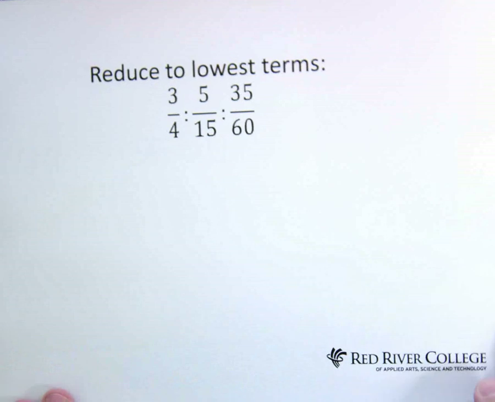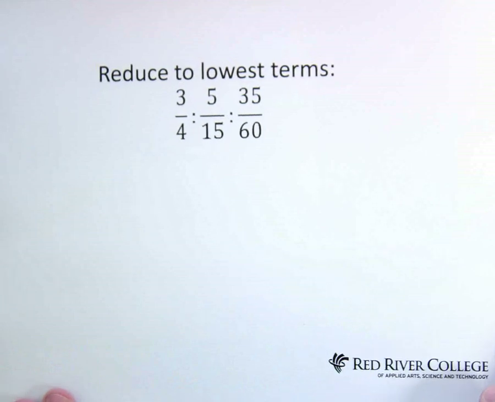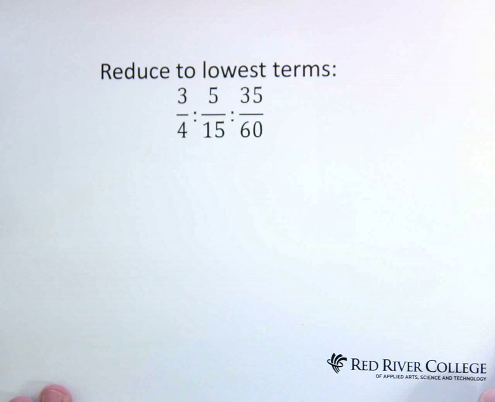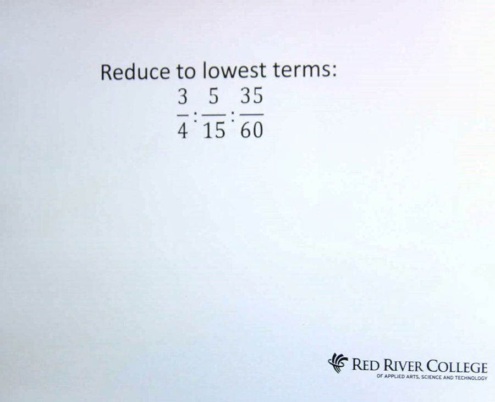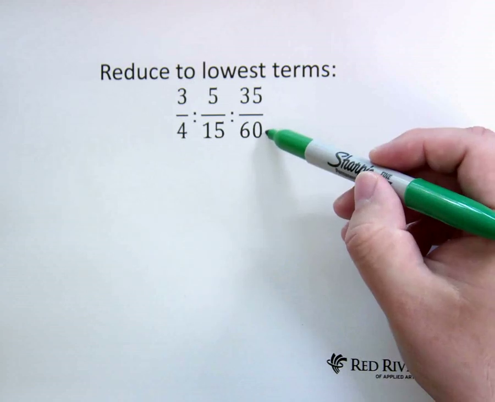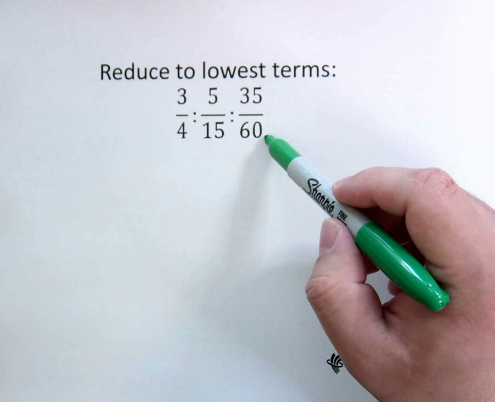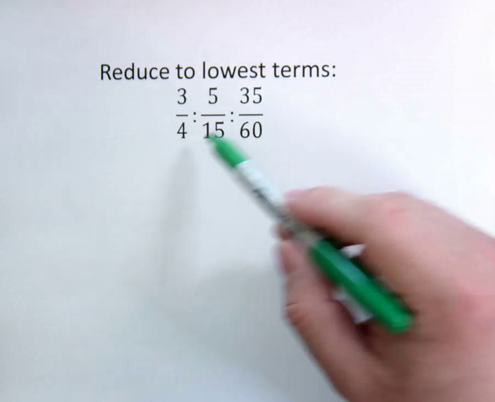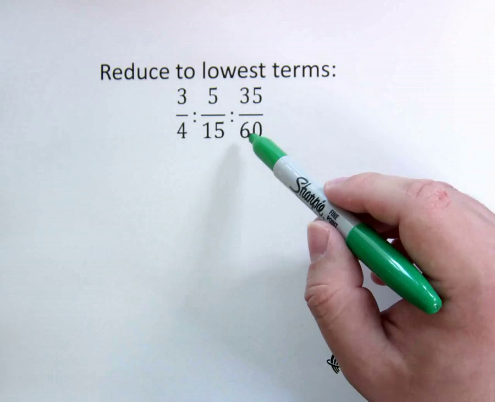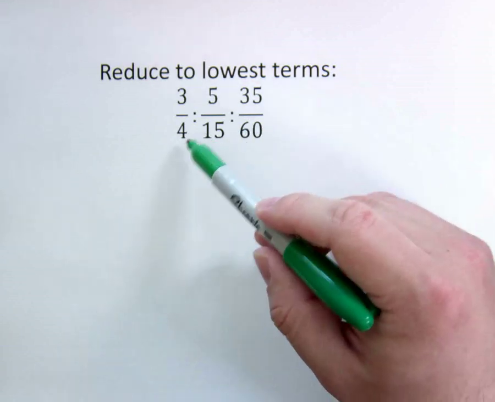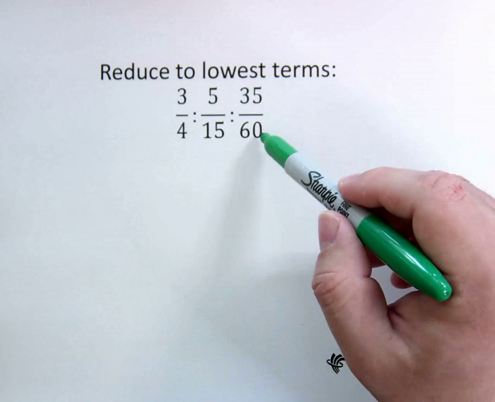Let's try one more with fractions. We've got 3 over 4, 5 over 15, and 35 over 60. What we can do here is try to get the lowest common denominator, where we make the bottoms all the same. Now we've got 60, 15, and 4. So you start with the largest number and ask yourself, will the other two bottoms multiply up to 60? Well, in this case, the 4 and the 15 do multiply up into 60.